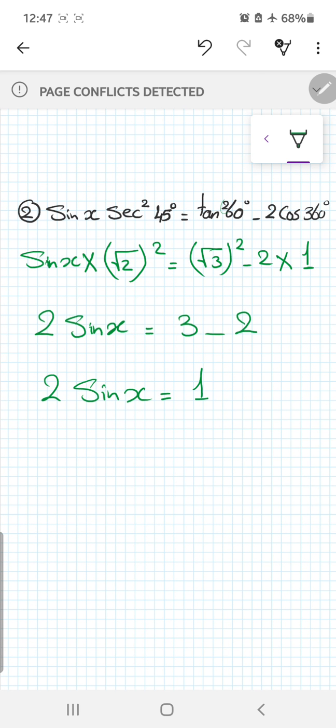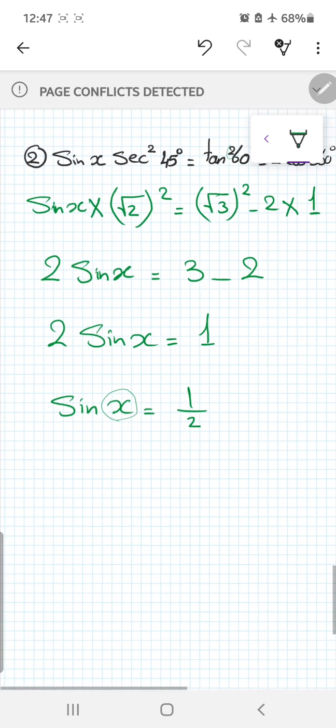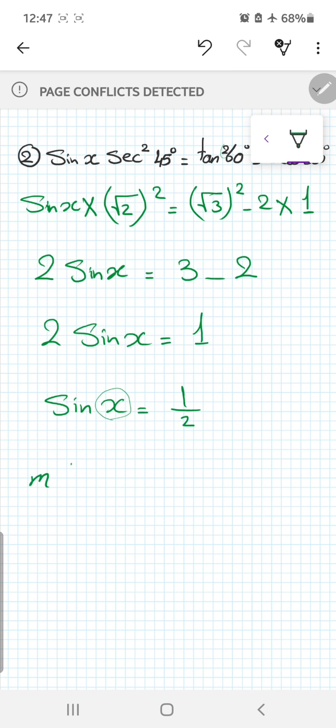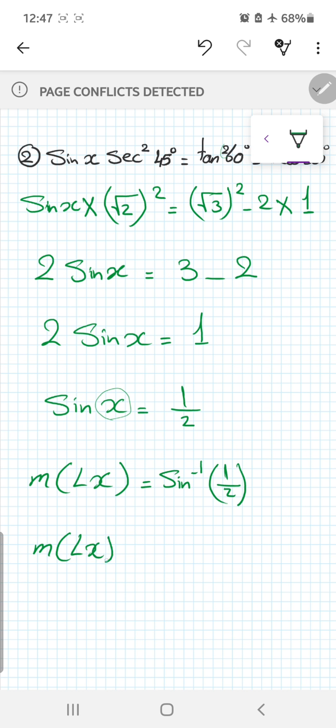We want to get sine x, so move 2 to the other side by dividing. We want to get x, which is an angle, so to get the measure of angle x, press in your calculator shift sine of 1 half, so the measure of angle x equals 30 degrees.